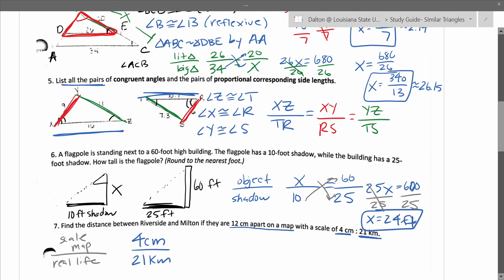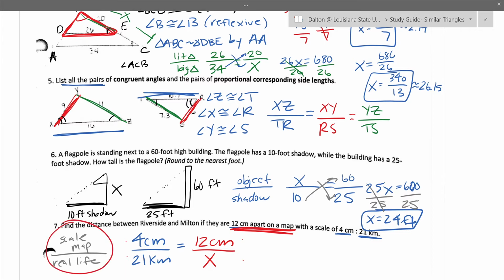This ratio should equal the other ratio, and that's where I shouldn't have underlined this yet. Let me do a different color. So that's where this part comes in. The 12 centimeters apart on the map is the map scale, 12 centimeters. And the question is, how far apart are they really in real life? So that's where X is going to go. So the scale is 4 to 21. And in real life, we're trying to figure out if the scale is 12, what is the true distance? So the hardest part is setting it up. But again, if you actually write out in words what you're comparing, it helps you set it up.